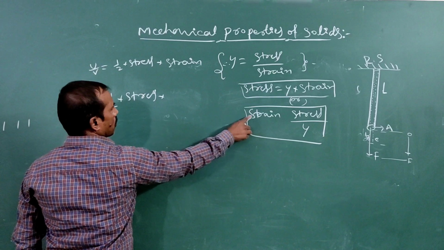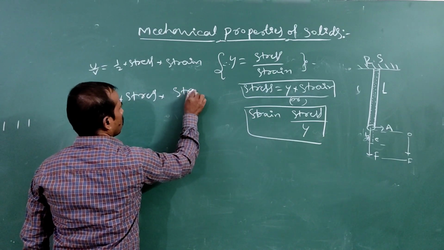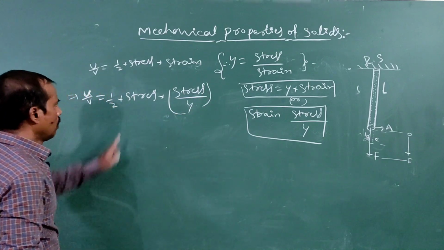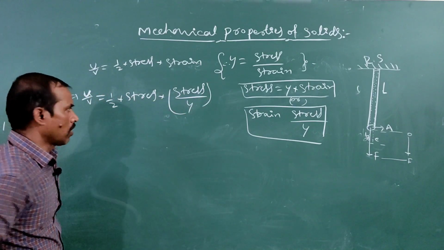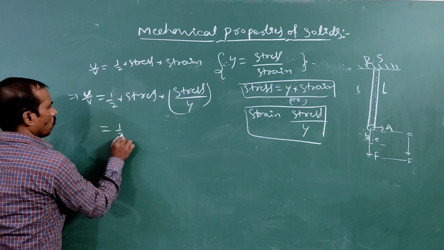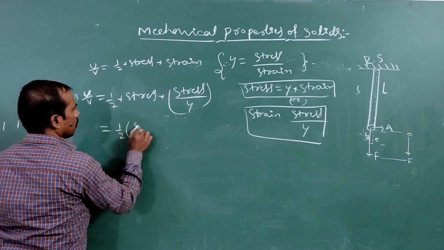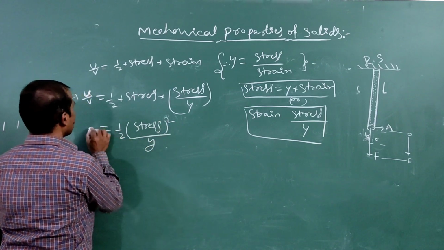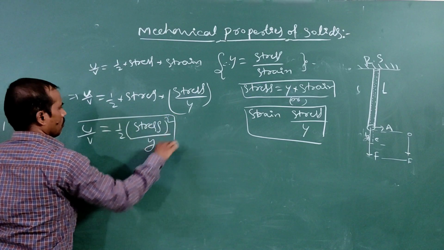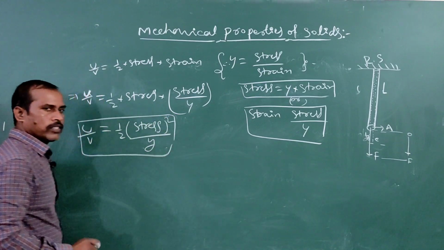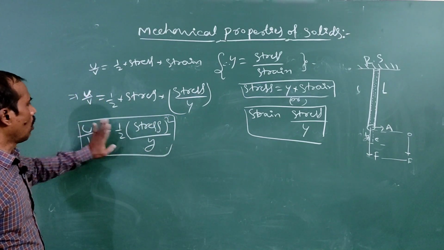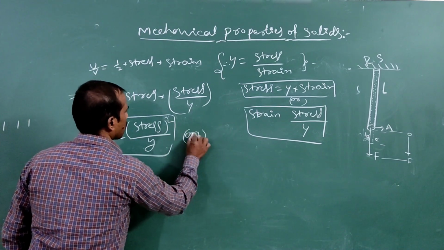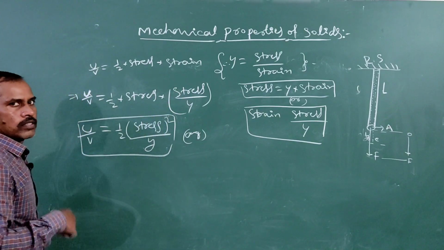Here strain is stress by Y, here Y is nothing but Young's modulus. So 1/2 into stress square by Y. This is one formula. The strain energy per unit volume is equal to 1/2 stress square by Y, or in terms of strain.